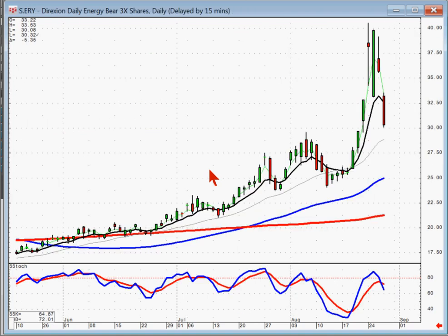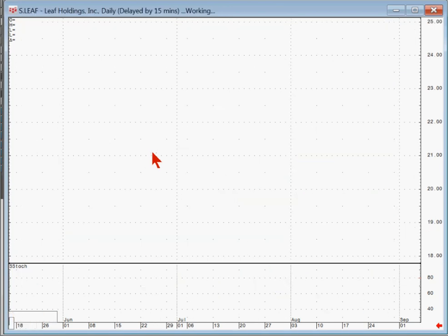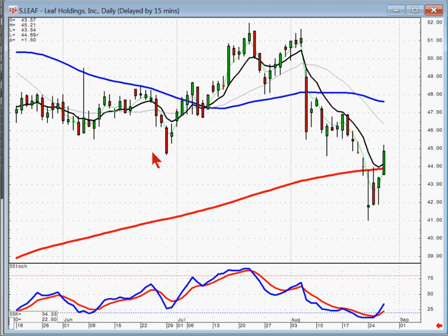Stay short on ERY. Let us sell some more here. Leaf, you can get ready to buy this one on positive trading using the T-line as your stop.